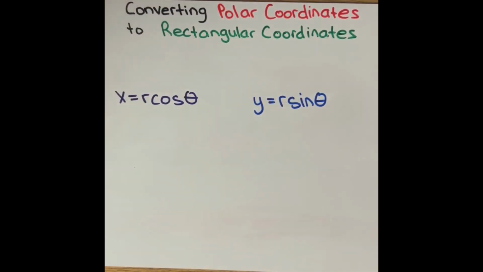These are the two equations you should familiarize yourself with to learn how to convert polar coordinates to rectangular coordinates. For x equals r cosine theta, you simply plug in your r value and your theta value. And for y equals r sine theta, you also plug in your r value and your theta value to figure out what your x and y are.